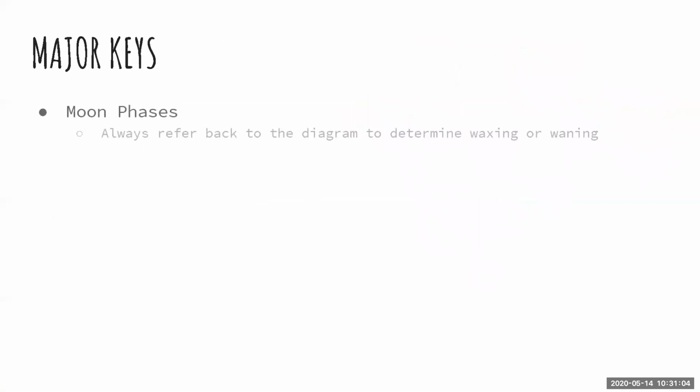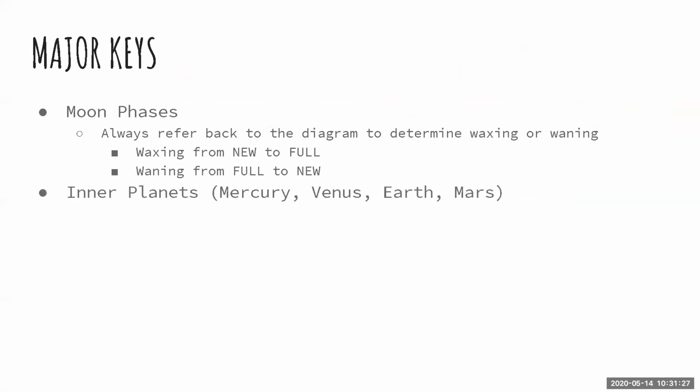So major keys, moon phases, please always refer back to the diagram. This is so important because it literally tells you the answers. You just have to make sure you know where you start. You need to know that waxing, increasing, is from a new moon to a full moon. You also need to know that waning is from a full moon to a new moon. That's decreasing.